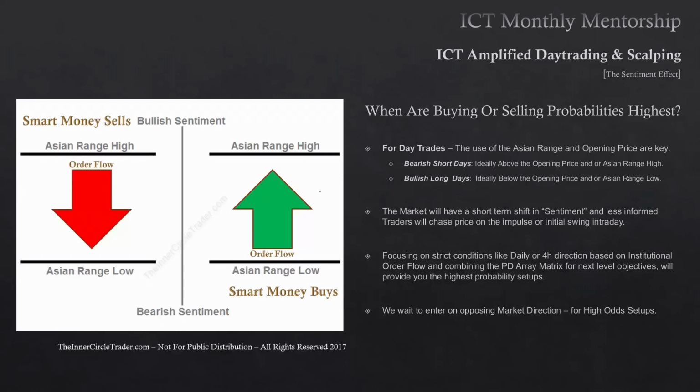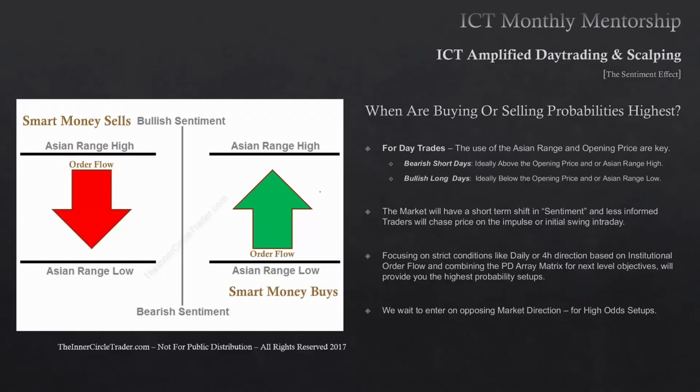Now, when we're looking at order flow that's bearish on the example here in our chart, on the left-hand side, if order flow from an institutional basis on a daily or 4-hour is suggested to be bearish or going lower, what we're looking for primarily is a move above the Asian range high and away from that opening price. Smart money sells above the Asian range high.